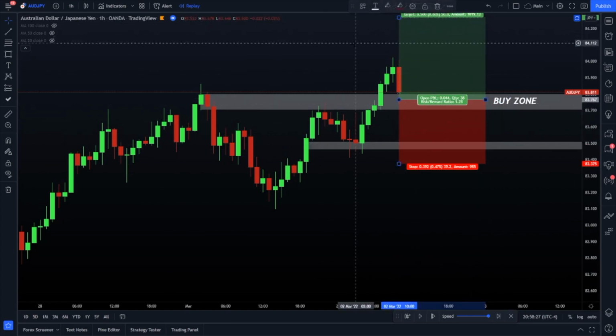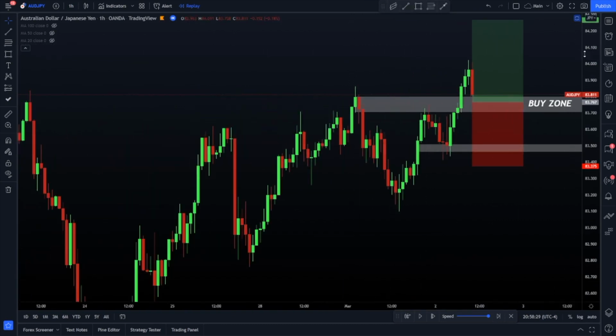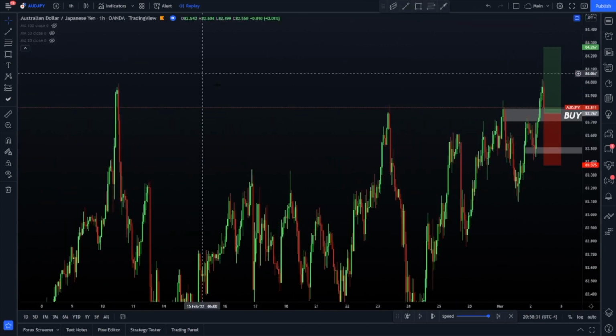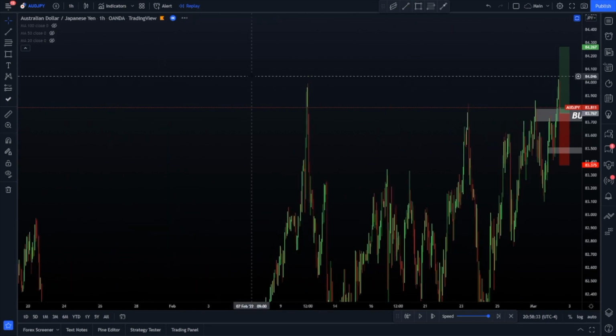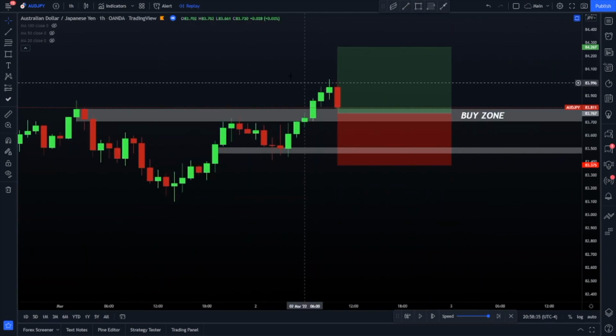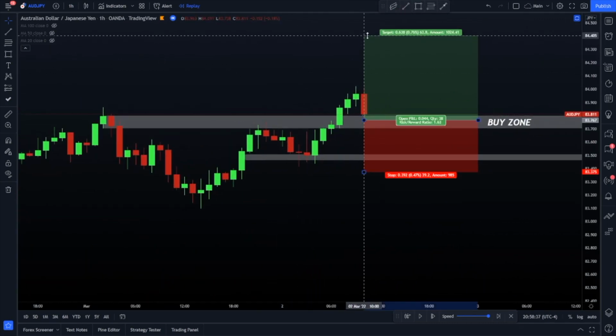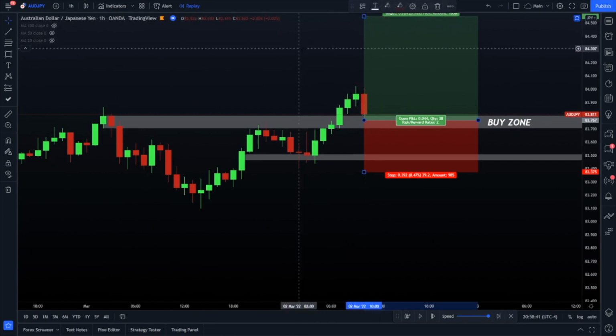Now, in terms of a target, we could potentially scroll out. We could look left, see if there's anything. Well, we don't really have anything. So with that in mind, what do we do? Well, for these kinds of examples, we'll just go for a simple concept. We'll just go something like 2-to-1. So let's say we're going 2-to-1 on this trade.